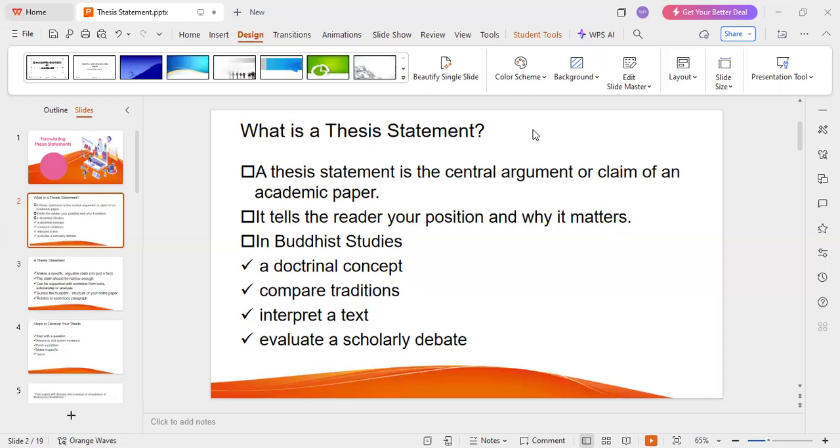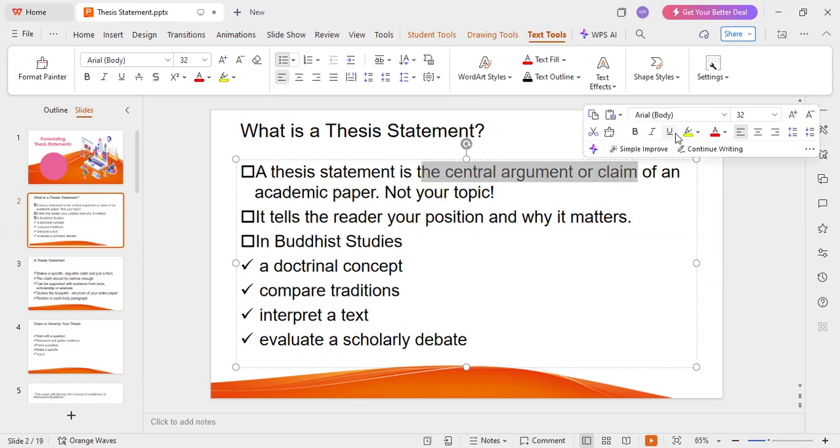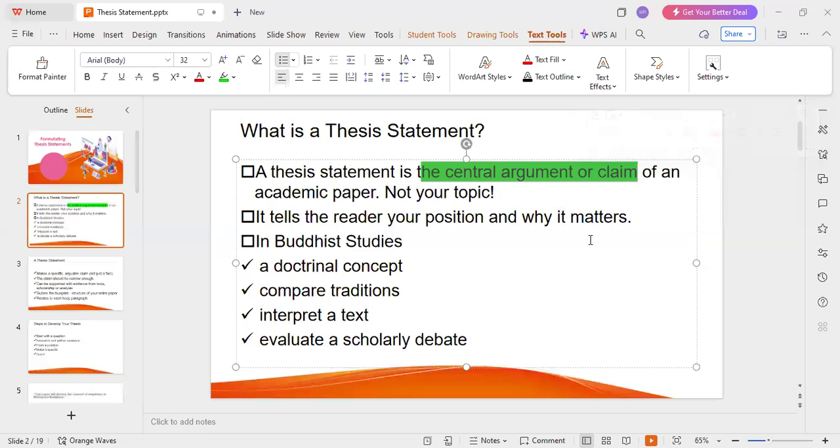But here we should not confuse it with the topic. It is not just stating your topic. Most of the time, people make this mistake; they just try to state their topic. So that point is very important. It is not merely your topic; it would be your central argument or the claim that you want to establish. Because it can guide the reader through your paper's direction, it would convey your position to the reader.